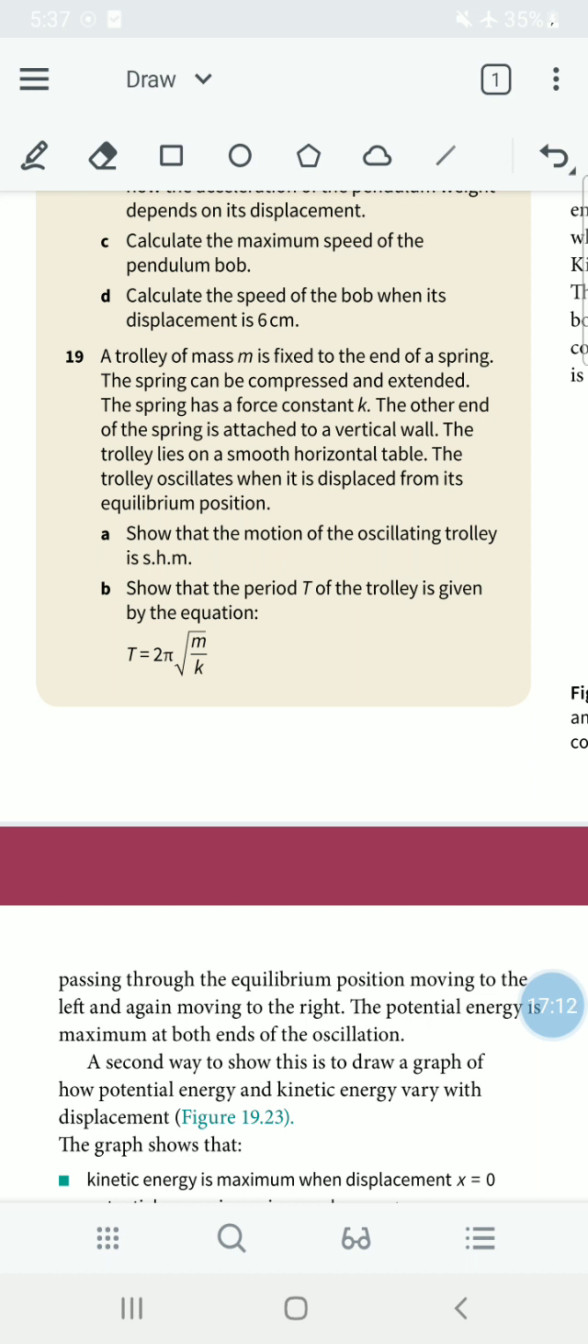The trolley lies on a smooth horizontal table. The word smooth suggests that there is no friction. You don't take friction into consideration. The trolley oscillates when it is displaced from its equilibrium position. Show that the motion of the oscillating trolley is SHM.